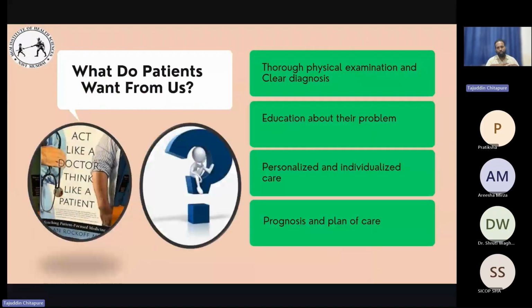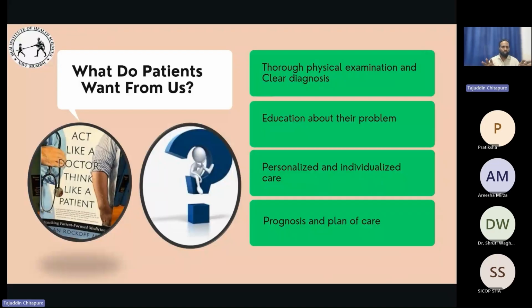Here I have found a very beautiful quote: act like a doctor, think like a patient. It's written as a proverb and sounds very easy, but when you go to actual practice, it is very difficult to understand. What does a patient want from us?